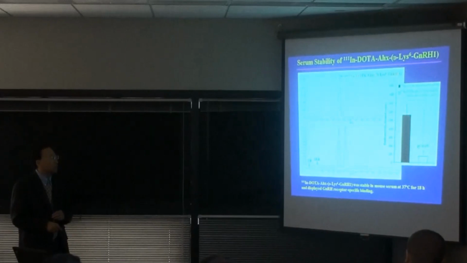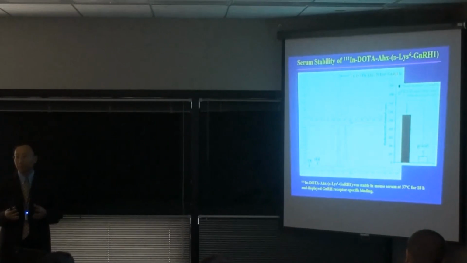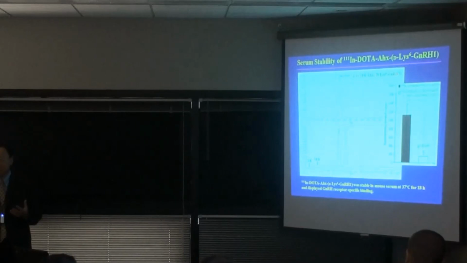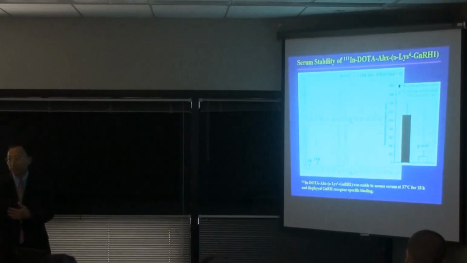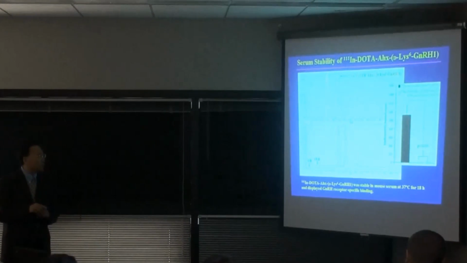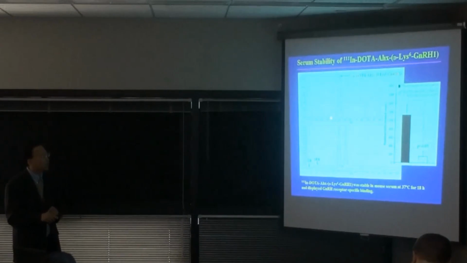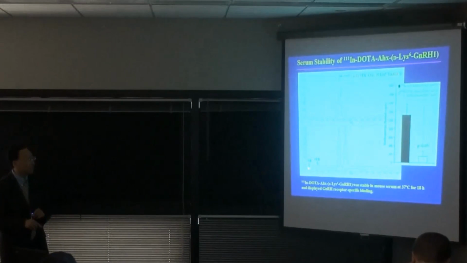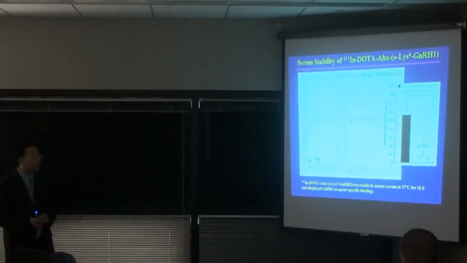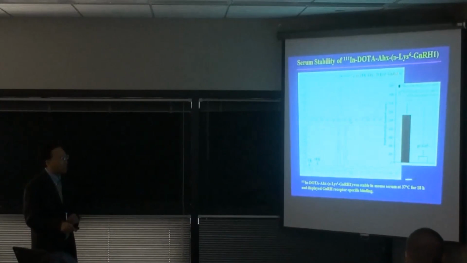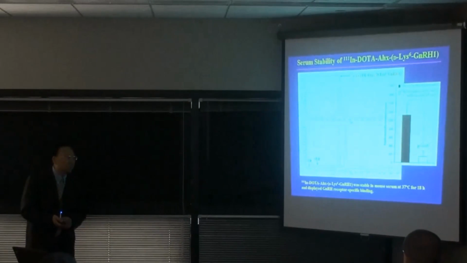Another important thing is that we need to determine its stability. You want to make sure the peptide you designed is stable enough to find and bind to the receptor. So here shows you the stability of indium-labeled DOTA-AHX-GnRH1. This is a QC after the HPLC purification, this is the 2-hour serum stability data, and this is the 18-hour serum stability data. As you can see, this peptide was stable in mouse serum at 37 degrees for up to 18 hours.